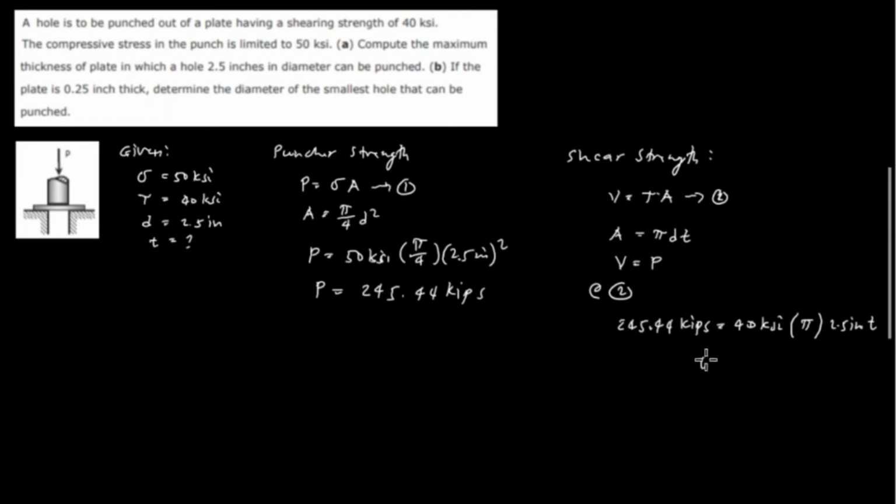And we have t, or 245.44 divided by 40 pi times 2.5, and t is equal to 0.781 inch, and that's the thickness of the plate. And that's for letter A.